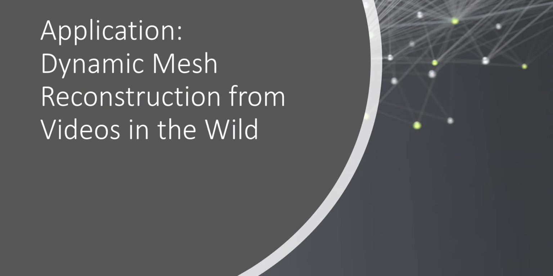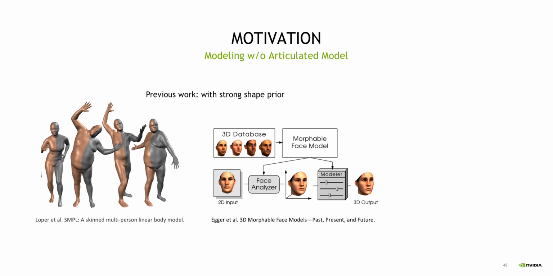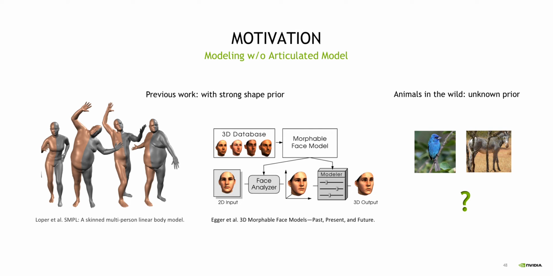So in the last part of my talk, I would like to show a recent work where we use video correspondence as the core technique to do dynamic mesh reconstruction from videos in the wild. Most existing work for dynamic mesh reconstruction relies on strong shape priors, for example, articulated models to model the motion patterns. We have the SMPL model for the human body and 3D morphable models for dynamic faces. Our work is more challenging in the sense that we do not require such prior knowledge, since it may be hard to obtain for wild animals that are hard to scan in a controlled environment.